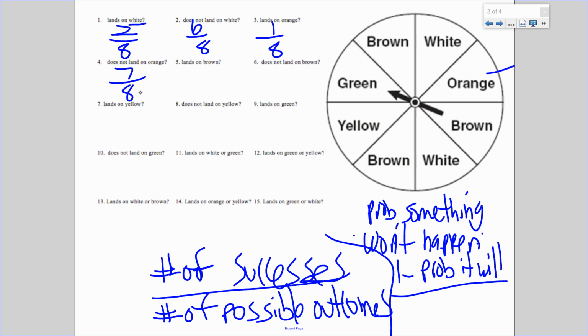I want you to take a few seconds, and I want you to try 5 through 9. I'm sorry, 5 through 10. Try 5 through 10 on your own right now. I'll just pause and give you 30 seconds or so to do that.